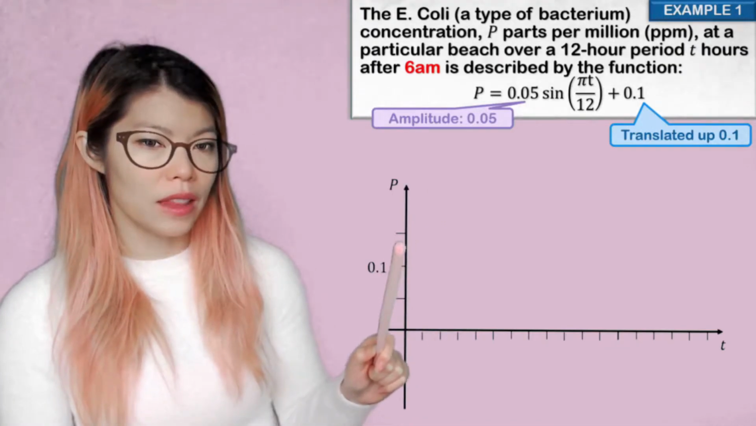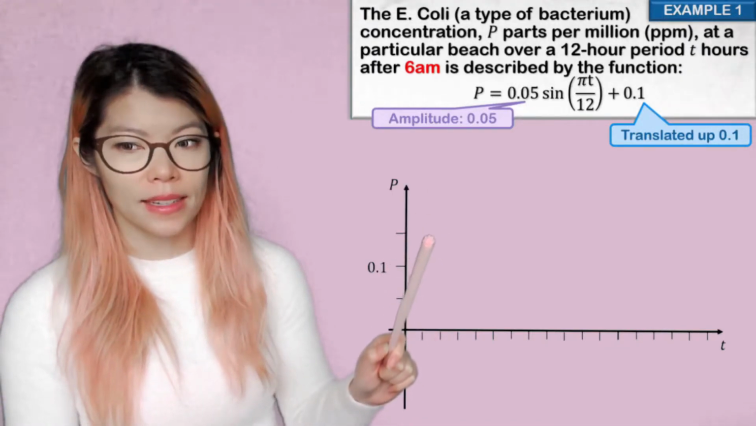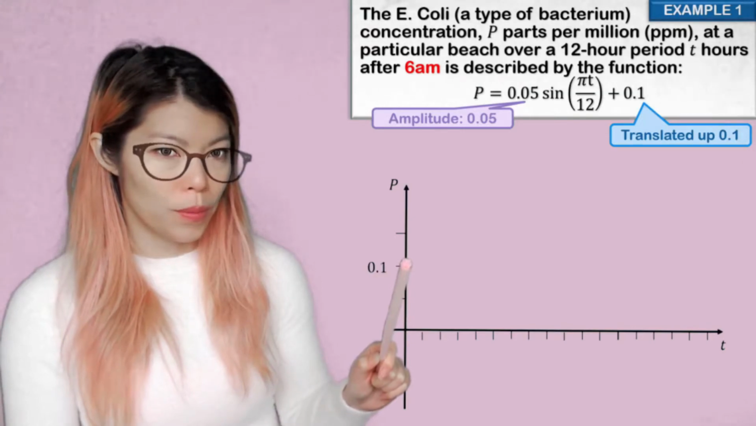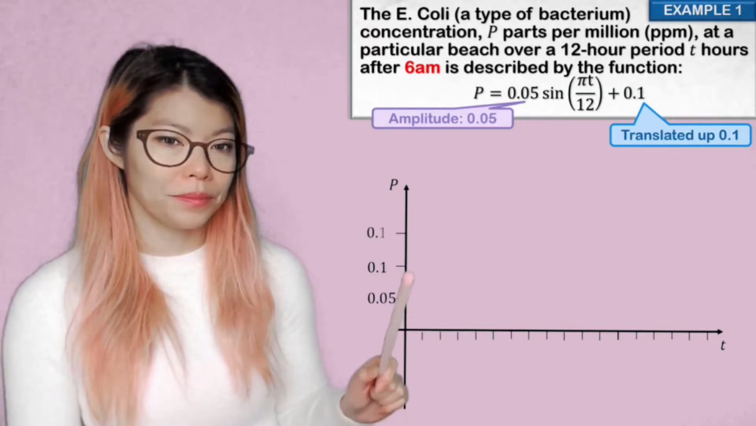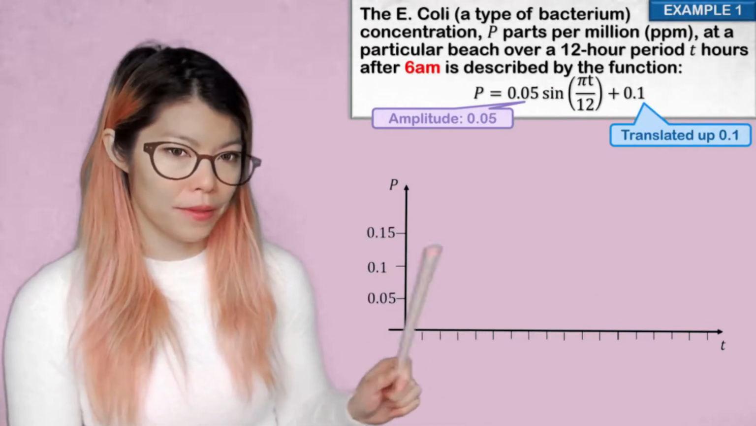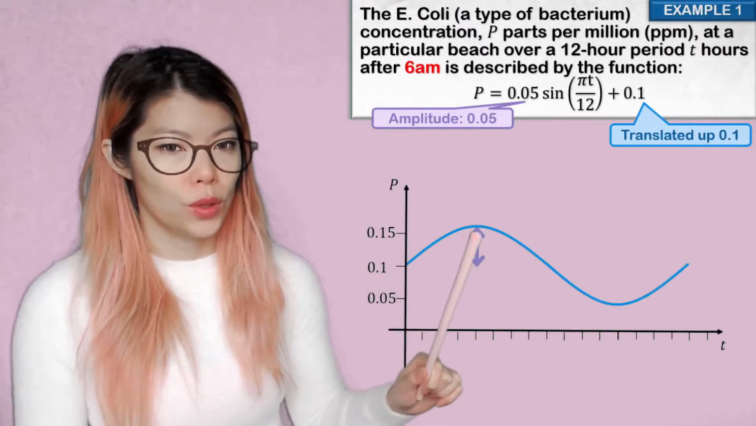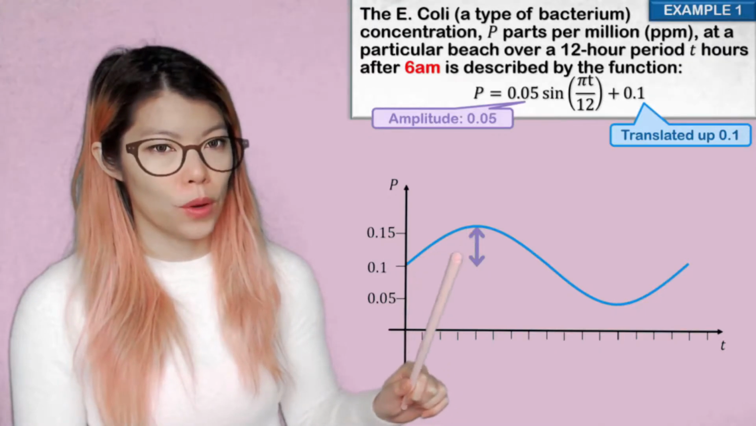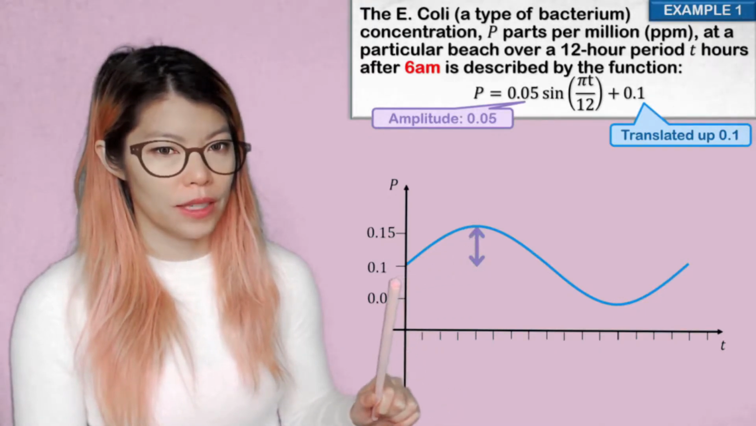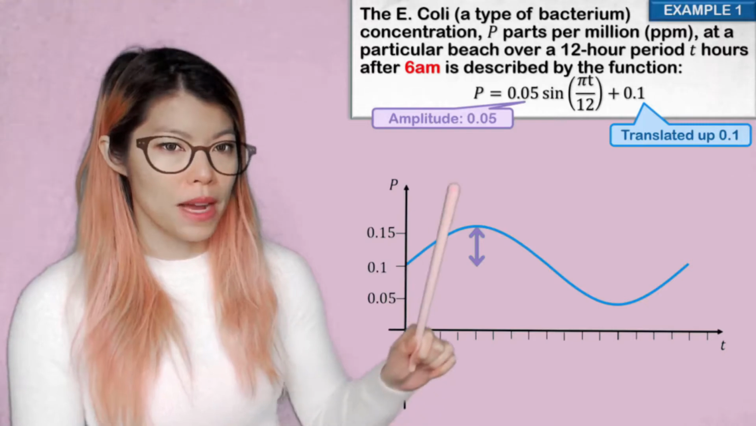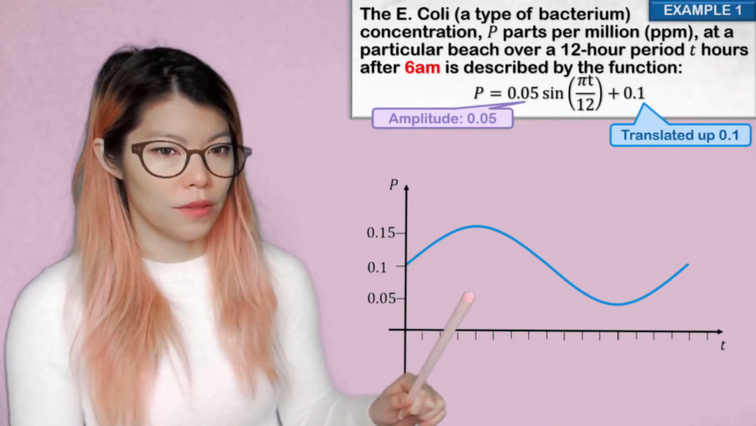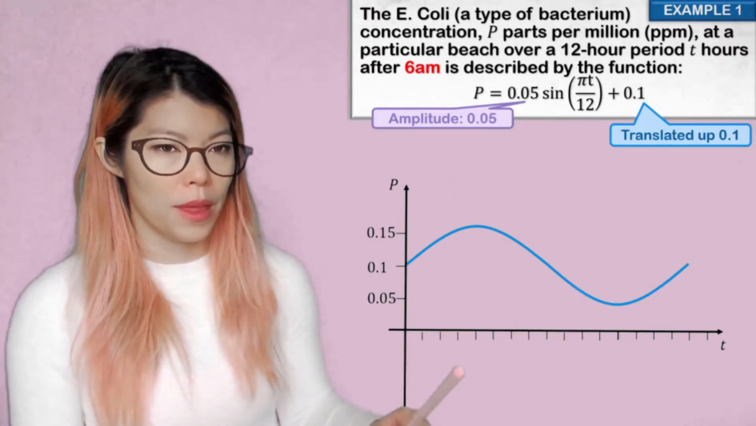So the highest value would be 0.1 plus that, and the lowest value will be 0.1 minus that, because it's going to do this, right, from the middle. And now we have the highest point to be 0.15, because 0.1 plus 0.05 is 0.15, and 0.1 minus 0.05 is 0.05, so the lowest point will be there.